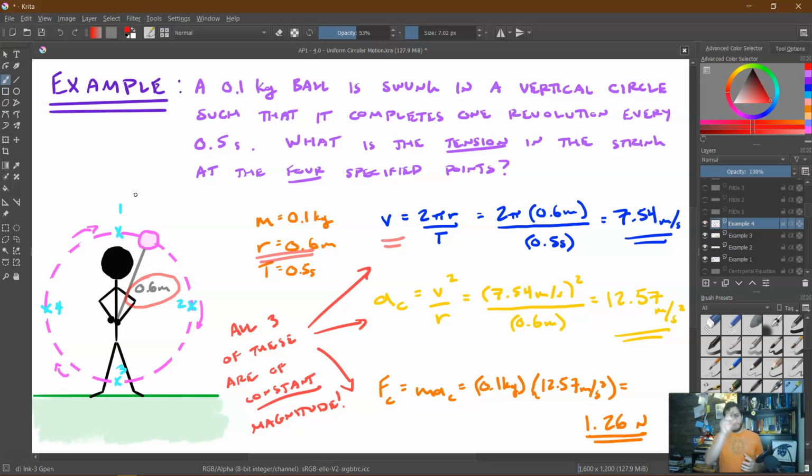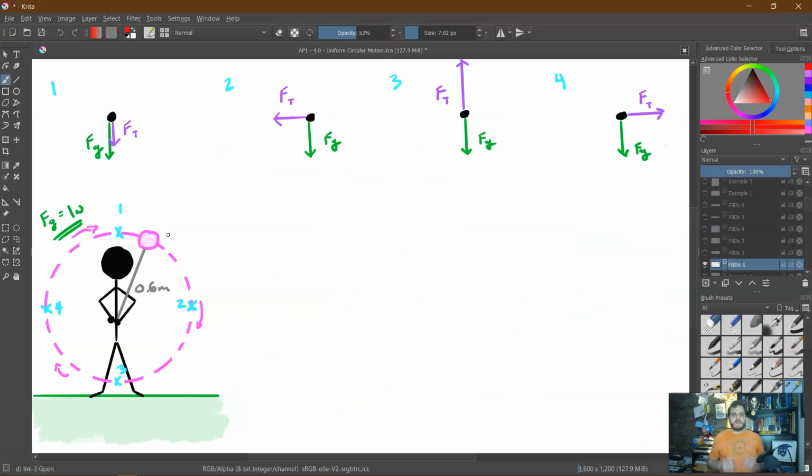Because now I can start looking at all of these different points around the circle and think about what is the net force towards the center, because that would be the centripetal force. So first, let's go ahead and draw some FBDs for the ball at these 4 points in the circle. Now remember, what we're trying to do is find the tension force. And we're going to do that by comparing tension, gravity, and the centripetal force at all 4 of these points.